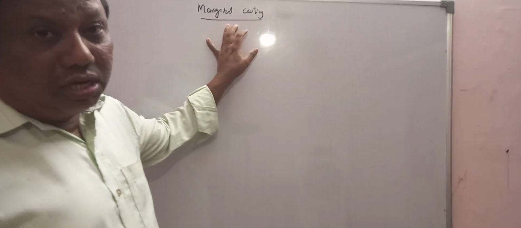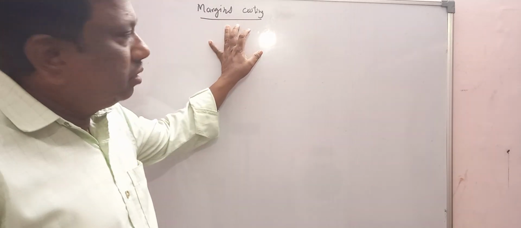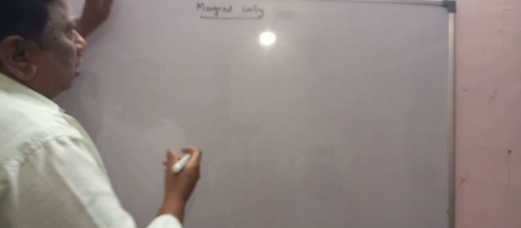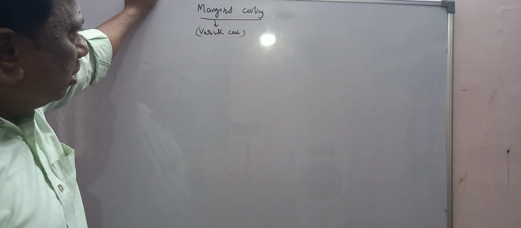Today I am going to explain marginal costing. Marginal costing means a simple thing: variable cost. Marginal cost means what? Variable cost. Marginal means only variable cost.